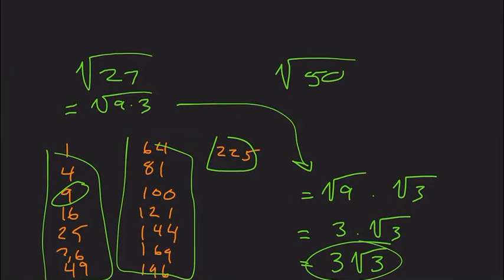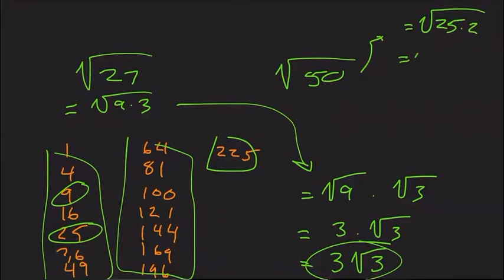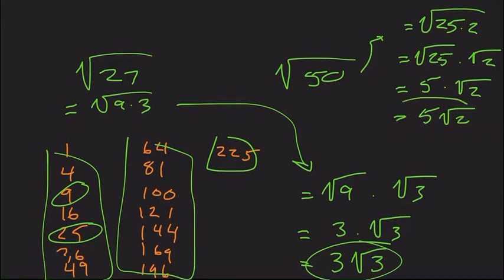Then let's look at square root of 50. Which one of these numbers can go into 50? That's going to be 25. So we can rewrite this as 25 times 2. Break it apart. Square root of 25 is 5. 5 times rad 2 is 5 rad 2.